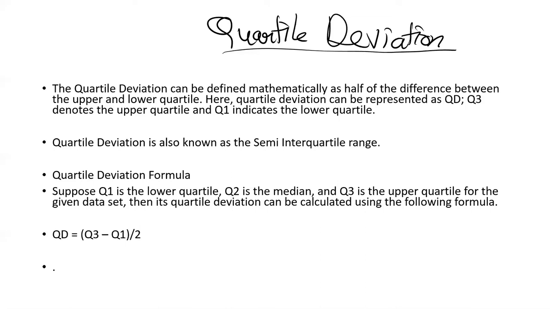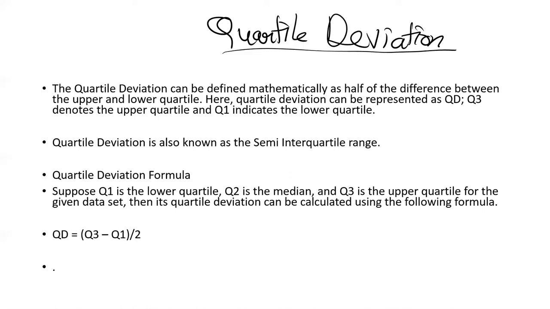Q3 will denote the upper quartile, because 3 is the bigger number. But Q1 is the smaller number, so it will represent the lower quartile. I am telling this because sometimes many people fail to understand which Q is which, whether Q1 or Q3 is the upper quartile. They might get confused. That's why I am telling you this trick: Q3 is the bigger number, so it will be the upper quartile, and Q1 is the smaller number, so it will be the lower quartile.